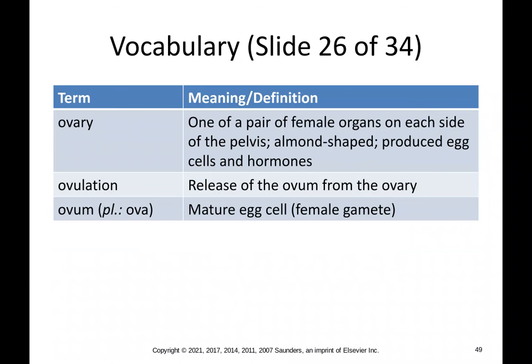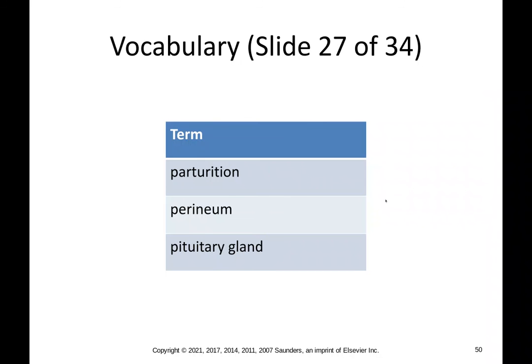The ovary is one of a pair. There are two ovaries. They're female organs on each side of the pelvis. They're almond-shaped, and they produce egg cells and hormones. Ovulation is the release of the ovum from the ovary. And the ovum is a mature egg cell, which is the female gamete. Ovum is singular and the plural is ova, more than one egg cell.